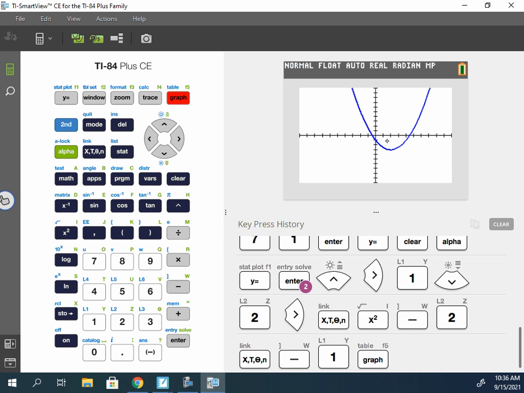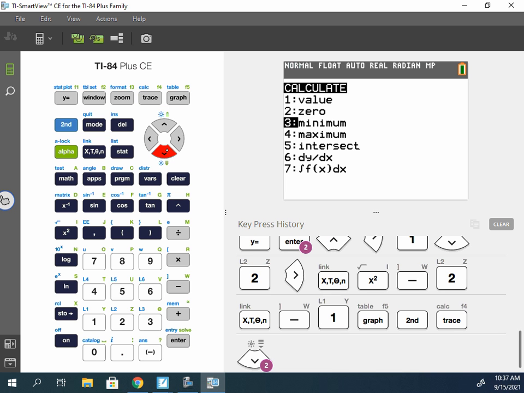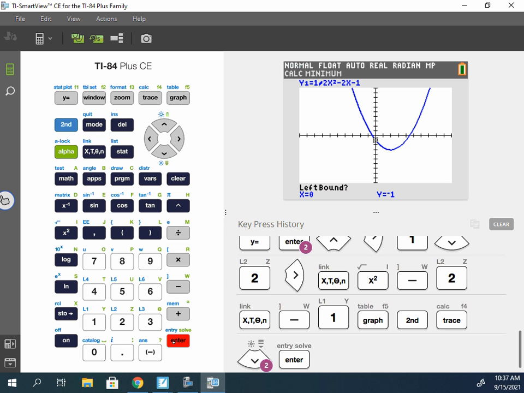Well, we can use the negative b over 2a to find it. Well, since we're still doing this here, second, calculate, because it'd be nice to calculate this, yes? Minimum. Enter. Now it says left bound. What the calculator wants you to do is pick a point to the left of where you think the minimum value is.